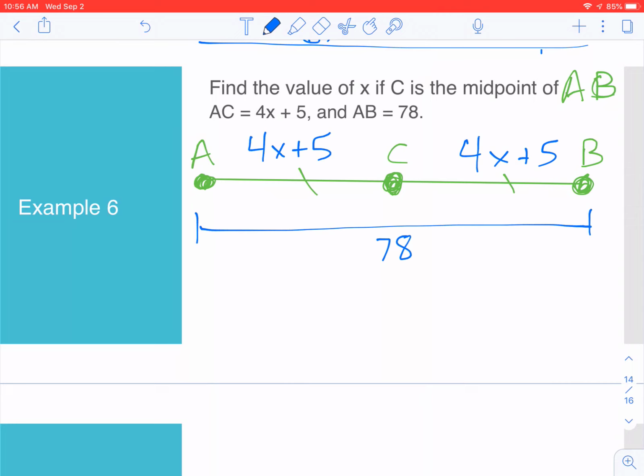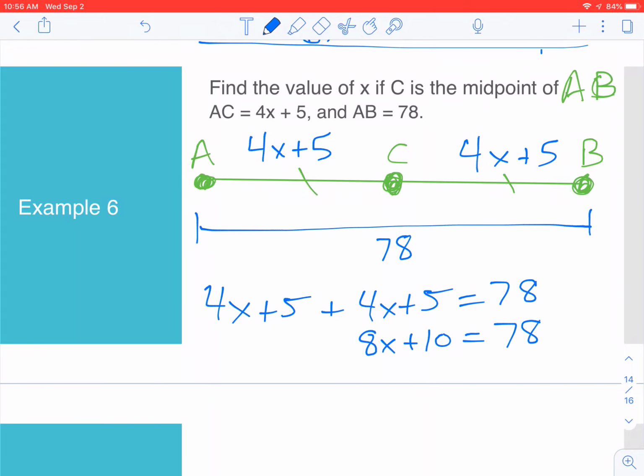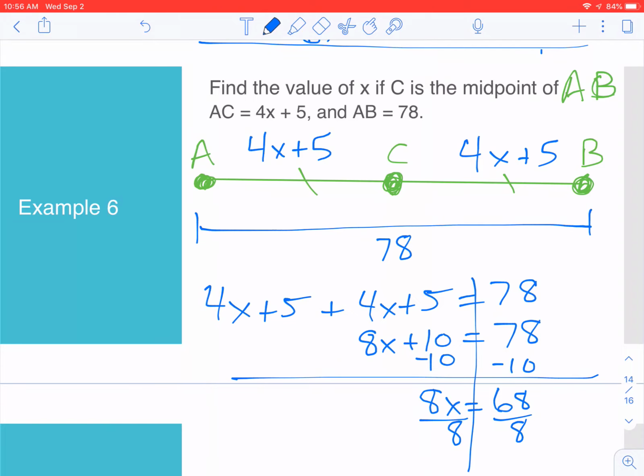So pause, go ahead right now and solve. So we have 4x plus 5 plus 4x plus 5 equals 78. Combine like terms. 8x plus 10. Remember, we don't subtract anything yet. Now we're going to subtract 10 from both sides. I shouldn't have drawn that line there. Let me erase that little line there. Okay, so we get 8x equals 68. Divide both sides by 8.